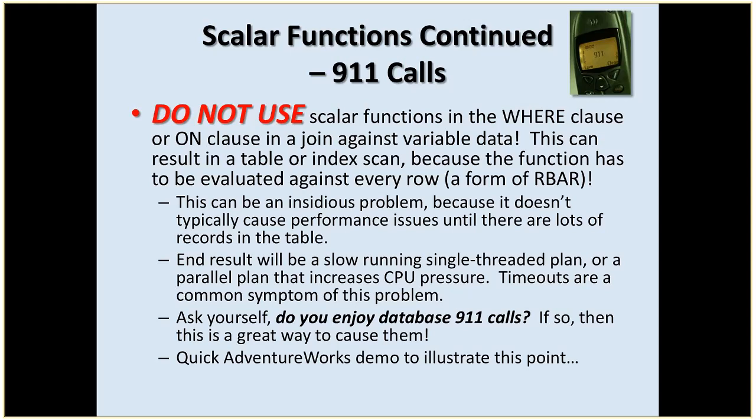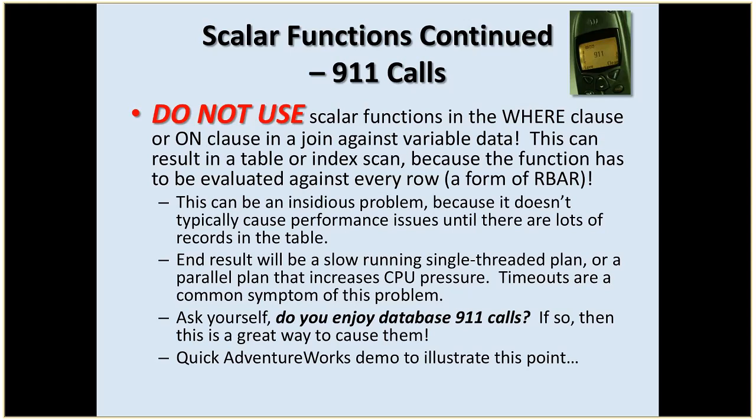Yep. So now that brings us to 911. We have a little 911 phone call here. Do not use scalar functions in the where clause or on clause in a join against variable data. This is one of the things that will absolutely kill your performance, and you will get 911 calls for it. It can result in a table or index scan because the function has to be evaluated against every row, and that's a form of RBAR. If you don't know what RBAR is, that stands for row by agonizing row.